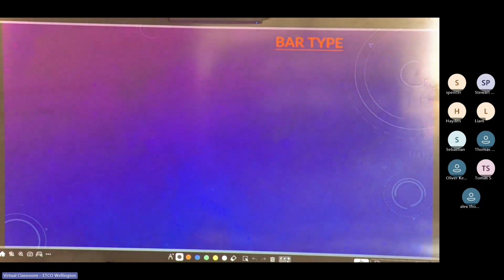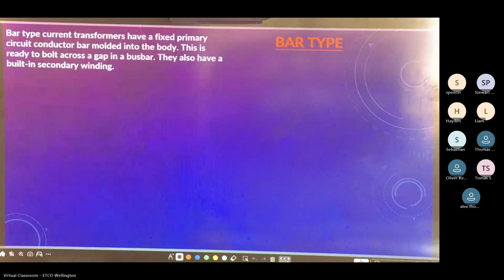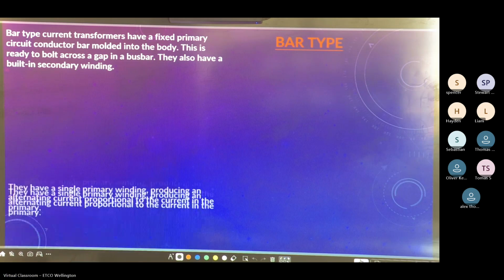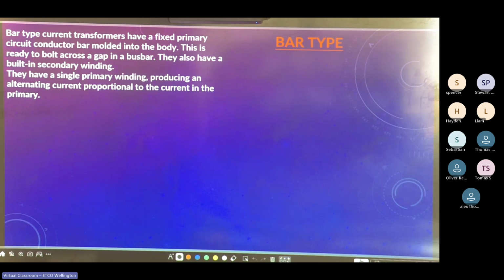Cool. So bar type CTs. Bar type current transformers have a fixed primary circuit conductor bar molded into the body. This is ready to bolt across a gap in a bus bar. They also have a built-in secondary winding. They have a single primary winding producing an alternating current proportional to the current in the primary.